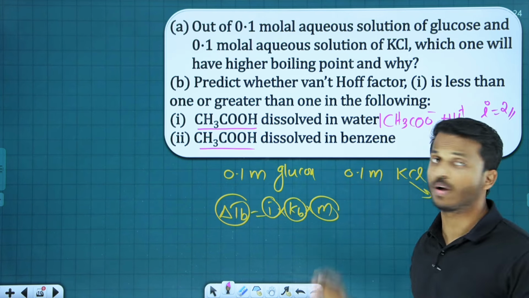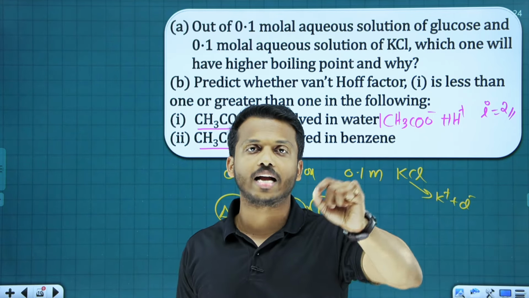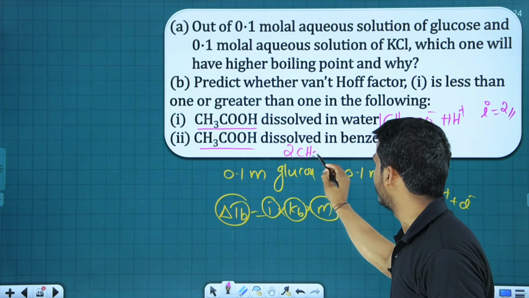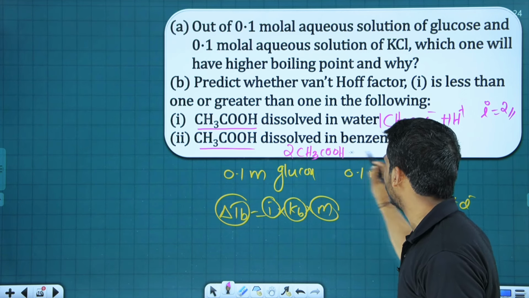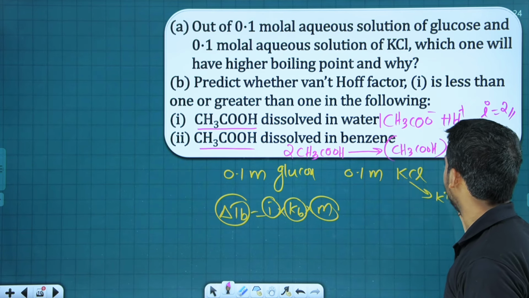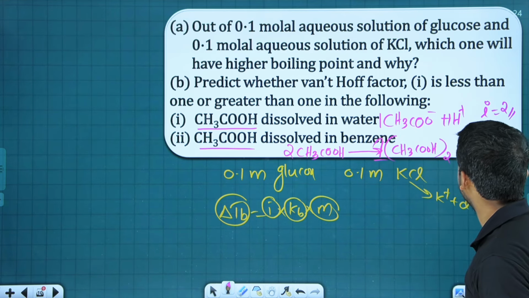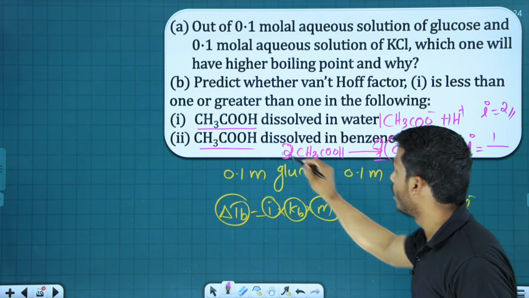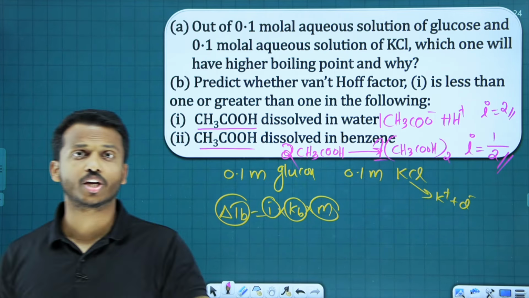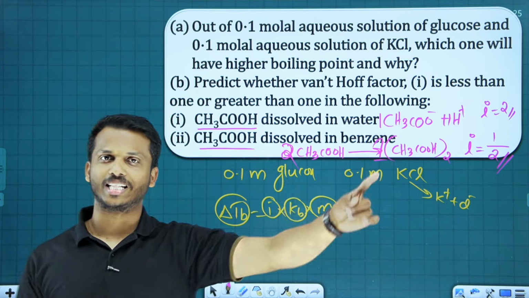Now acetic acid dissolved in benzene. We discussed that in benzene solvent, acetic acid exists as a dimer. So 2 acetic acid molecules join, and you get 1 dimer, like one species. So what is the i value here? How many particles after association? After association 1, before association 2, so 1 by 2. So during association the i value is less than 1, during dissociation the i value is greater than 1.